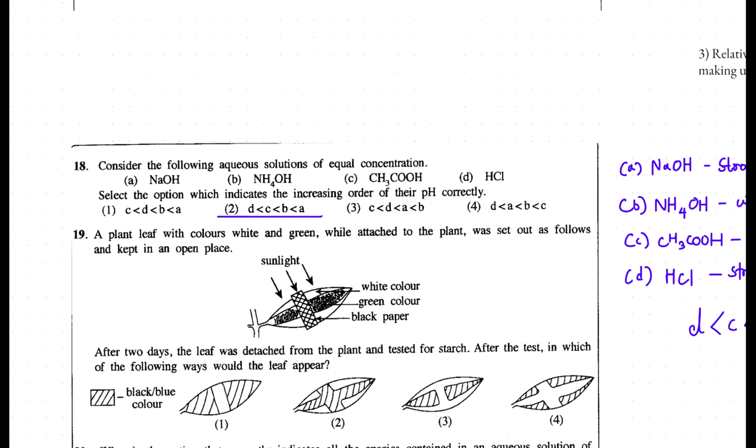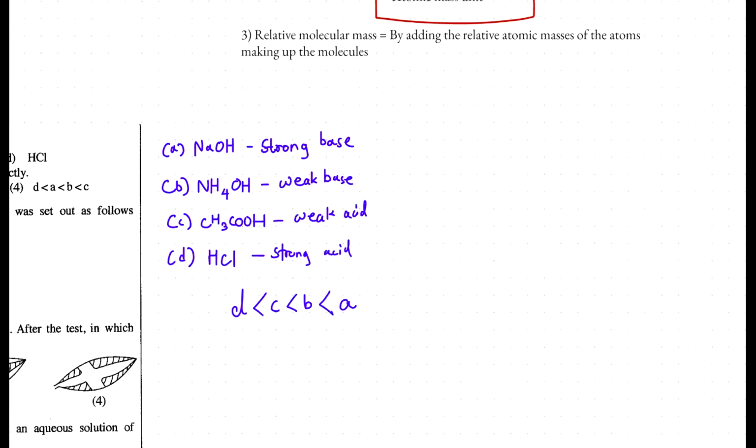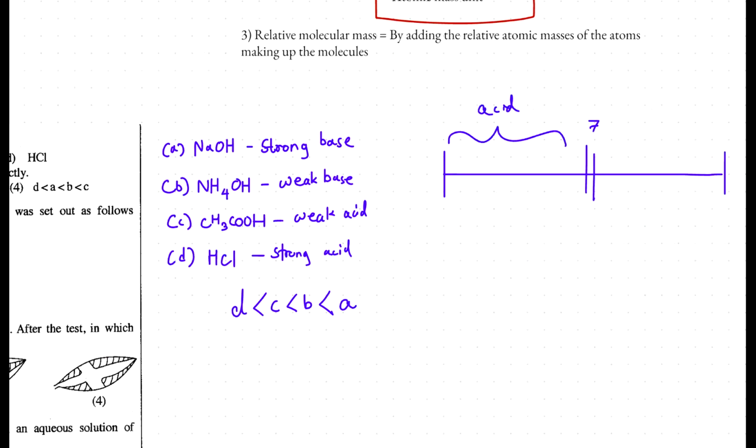Okay. Do you remember the pH scale? In the middle is 7, that is neutral. This part is acids, from 0 to 6, and then bases from 8 to 14.